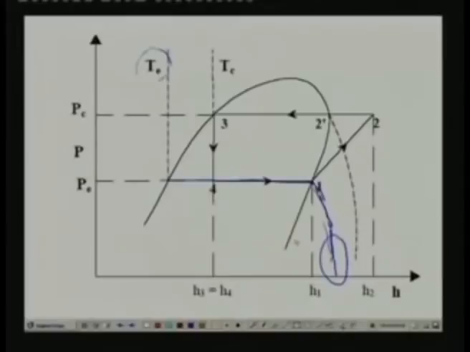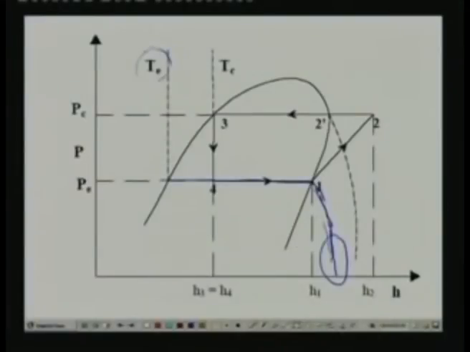Why is it so? Because when the pressure becomes very small, the vapor starts behaving as an ideal gas. And we know that for an ideal gas, the enthalpy is a function of temperature only. So if you fix the temperature, enthalpy also gets fixed. So if it is a constant temperature line, then it also has to be a constant enthalpy line. As a result, at low pressure region, the isotherm becomes almost vertical. So this is the isotherm for evaporator temperature, and this is the isotherm corresponding to the condenser temperature.